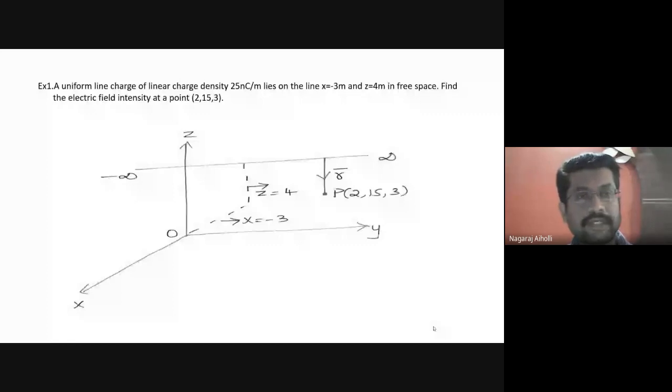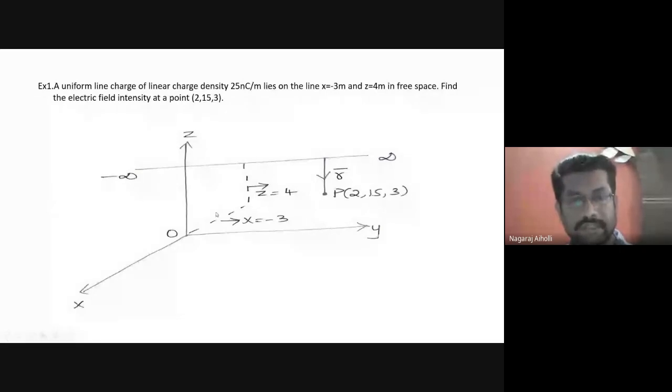A uniform line charge of linear charge density. It's a line charge which lies on the line. The charge is lying on the line and its linear charge density, that is rho L, is given as 25 nanocoulomb per meter. It lies on the line x equal to minus 3 meter and z equal to 4 meter in free space. Okay, that is x equal to minus 3.